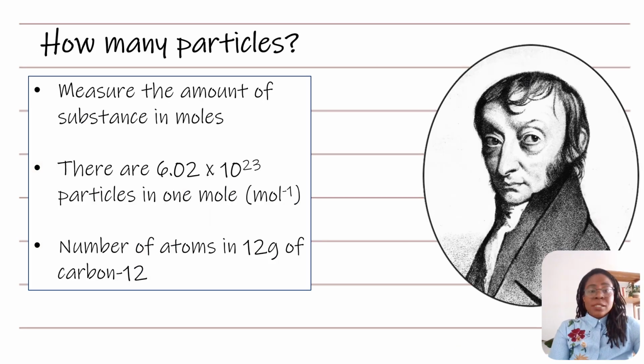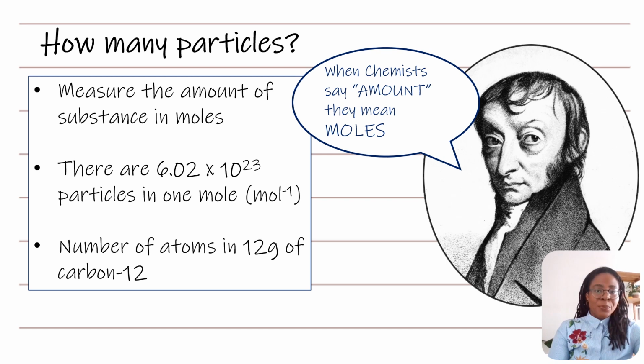So starting with what is a mole, in chemistry, it's the measure of the amount of substance. So in the same way that there are 12 in a dozen, 100 years in a century, 10 years in a decade, there are 6.02 times 10 to the 23 particles in 1 mole. And we call that value Avogadro's constant, which is this dude over here. It also relates to the number of atoms of carbon-12 in 12 grams.